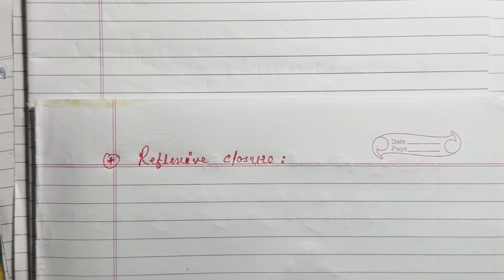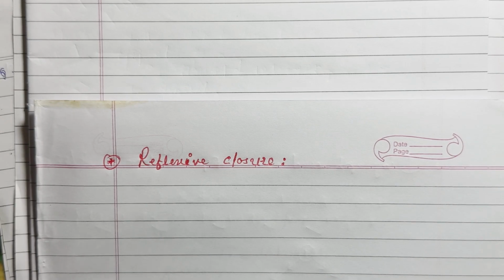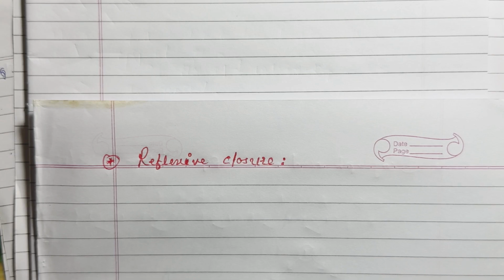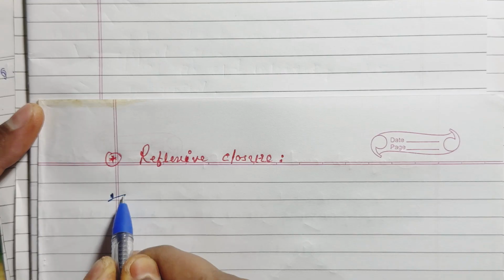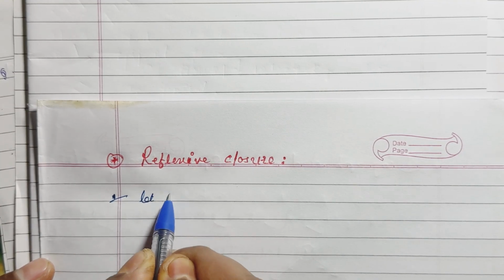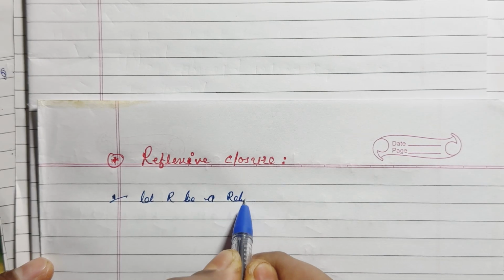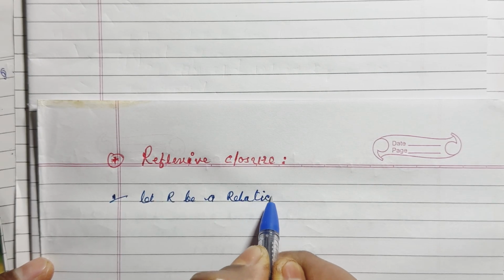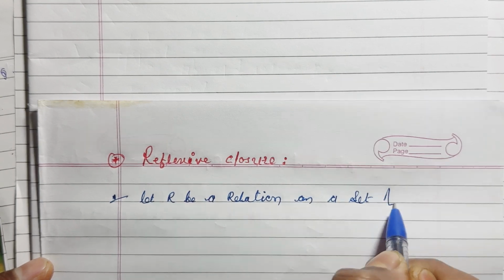I'm going to explain what exactly the reflexive closure is, with examples. Most of the students are confused with this definition, so that's why I'm taking it separately. Let's start. Let R be a relation on a set A.